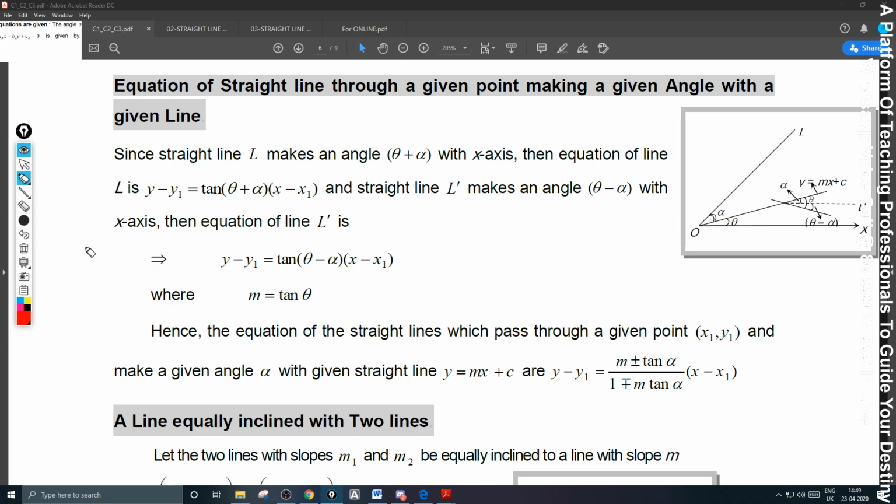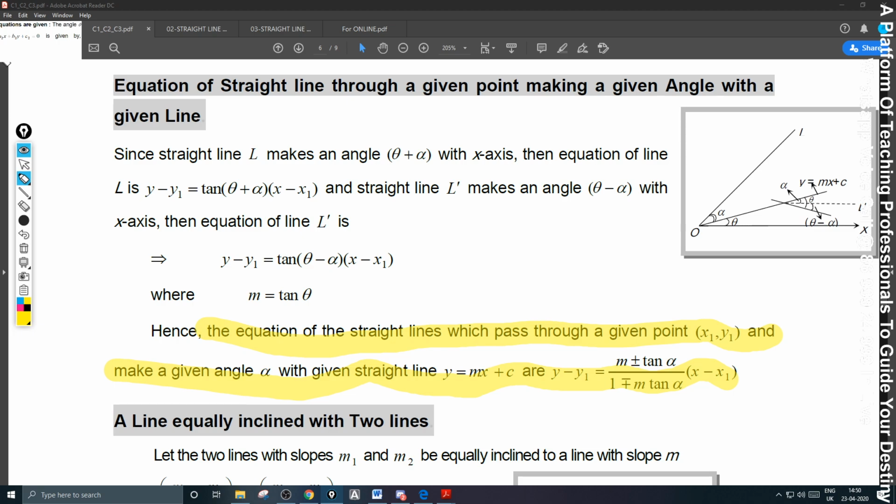This is the formula given here. The equation of a straight line which passes through a given point x1, y1 and makes a given angle alpha with y is equal to mx plus c is y minus y1 is equal to m plus or minus tan alpha divided by 1 minus or plus m tan alpha into x minus x1.